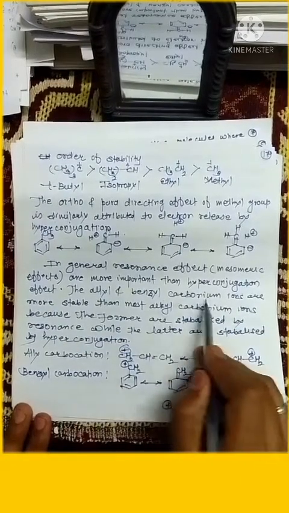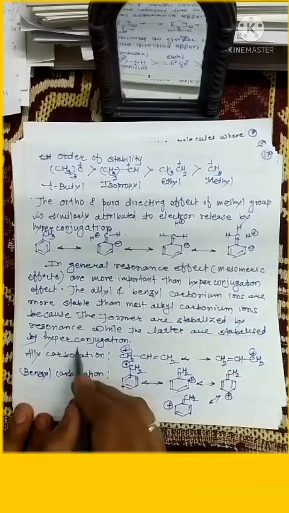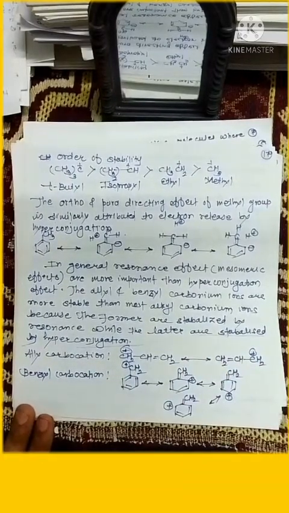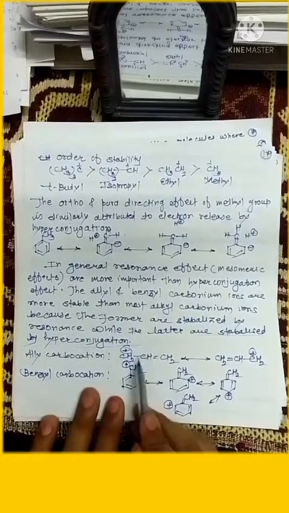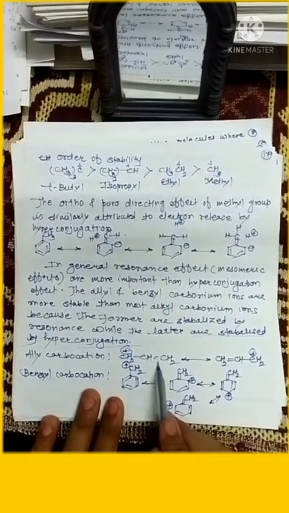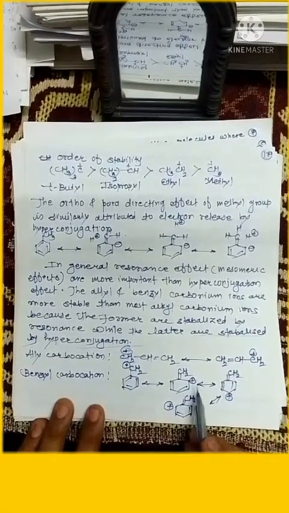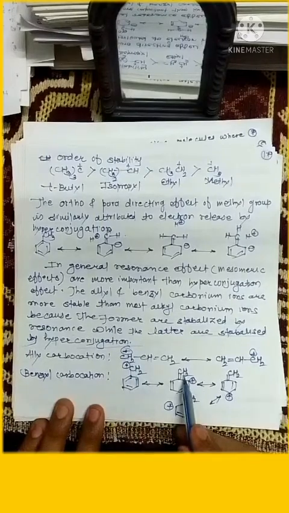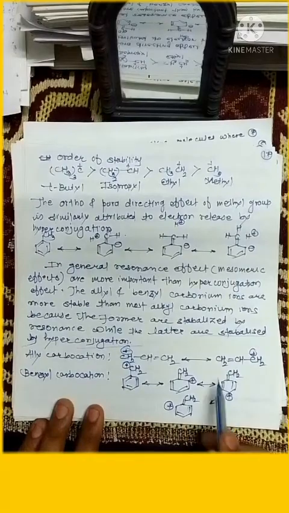In general, resonance effect, that is mesomeric effect, is more important than hyperconjugation effect. The allyl and benzyl carbonium ions are more stable than most alkyl carbonium ions, because the former are stabilized by resonance while the latter are stabilized by hyperconjugation. So just see here, this is the example of allyl carbocation. In this allyl carbocation, there are two possible structures. In a benzyl carbocation, there are four possible structures like this.